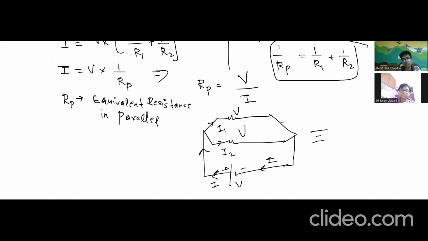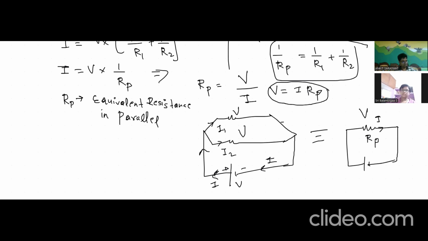So can I write RP is V by I, or V is equal to I into RP? What is the meaning of this? Can you draw this? V is equal to IRP. How will you draw? You take one resistor RP like this. Across this, how much current is coming? I. Then how much voltage? V. I can draw like this. Is it correct? Yes, sir. So this RP is the equivalent resistance. And here you will see this is a junction. How many junctions are here? Two.